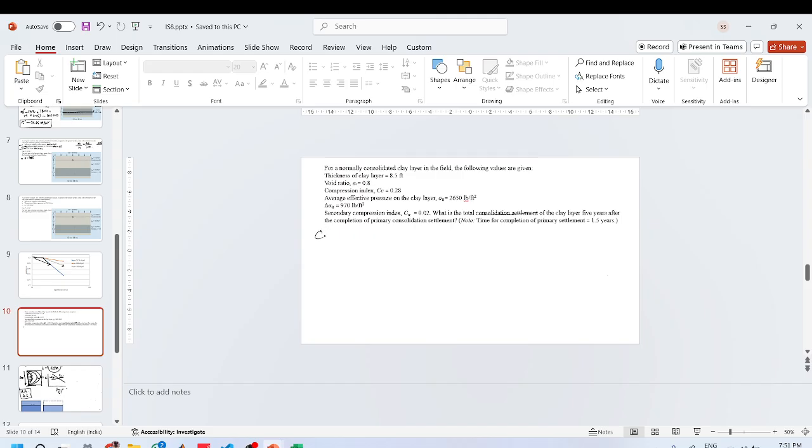Our primary consolidation settlement will be 0.28 CC over 1 plus 0.8 plus E naught into 8.5 into log of 2650 over 970, 92650.